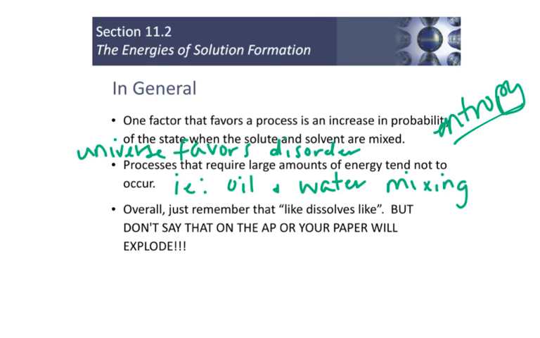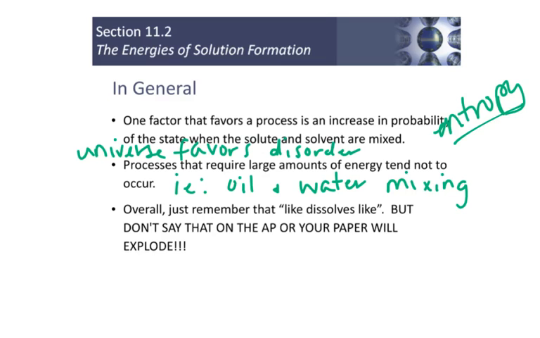Now, back in Chem 1, you learned like dissolves like. Polar substances dissolve polar substances. Nonpolar substances dissolve nonpolar substances. But if this was an AP question, and all you said is like dissolves like, you would not get any credit. All right? You have to explain what that means. Now you can start off your explanation with like dissolves like. For the last example, talking about how oil and water won't mix, you can say like dissolves like, and they're not the same.